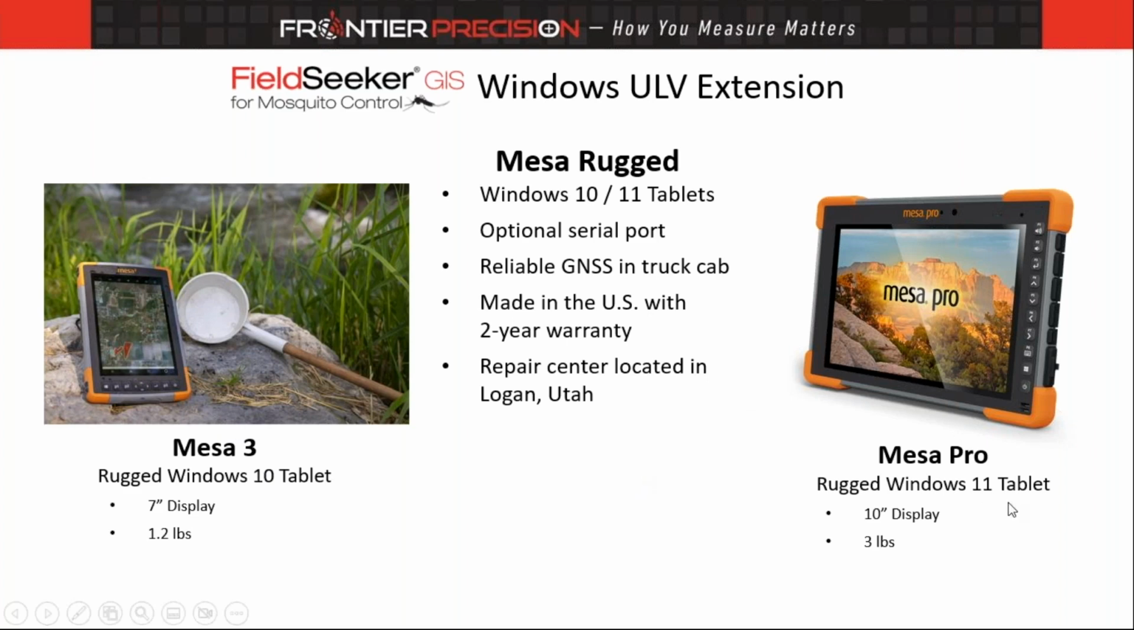Juniper Systems released the Mesa Pro this spring. We're just now delivering a few to some clients. So, we expect them to be just as reliable as past Juniper products have been, but we don't have too much experience with them yet, but we're looking forward to that experience. It has a 10-inch display and weighs 3 pounds. Juniper Systems is based in Logan, Utah, so if we do have to have any repair done, it's based here in the US, and their products do come with a 2-year warranty.